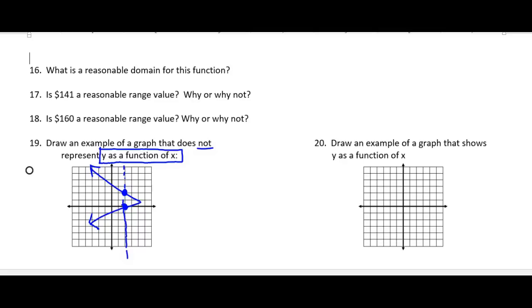Number 20, draw an example of a graph that shows y as a function of x. That means it is a function. So I need to make this graph where there is no possible vertical line that crosses the graph twice. So there's a million right answers you could have here, but I'm going to do a little squiggly line like that. You cannot draw a vertical line anywhere on that graph that will cross my blue line twice. So this is a function, this is not a function, and that's it. Good luck.